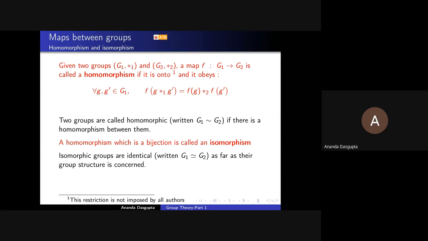So isomorphic groups are identical as far as the group structure is concerned, and you write them with a tilde with an equal to sign below. This is just one version of the notation. Different books again use different notations.